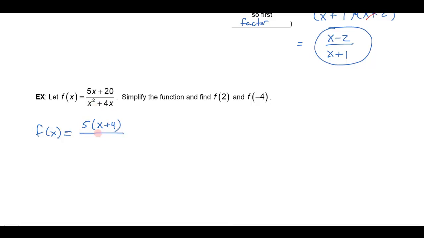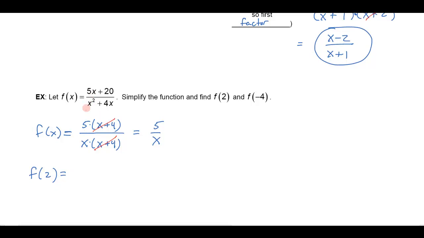And then there's a common factor of x in the denominator. I could go ahead and factor that out. And notice that we have a common factor, and I can go ahead and cancel that common factor. Alright? So when I do that, I get a new, more simplified form of this function, which would be just 5 over x.